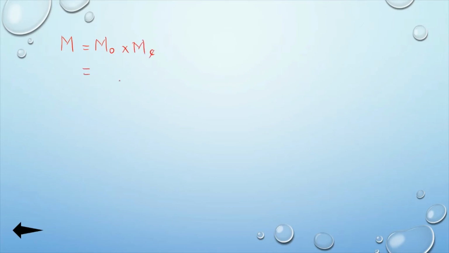From the previous question, we know MO equals 60, while ME is 250 over 17. So we get the overall magnification equals 1500 over 17, or we can round this off to 88. This is the overall magnification of the microscope.